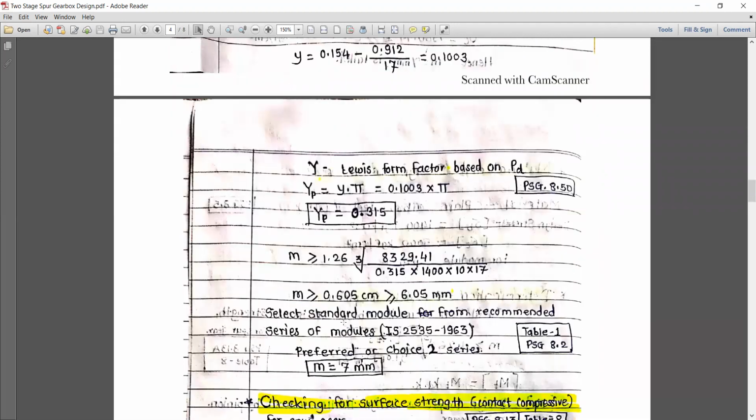Now Lewis form factor based on pitch diameter, we can find out Lewis form factor in two manners. That is the second one. Yp is equal to y into pi, that is Yp is equal to 0.315, referring PSG page number 8.50.